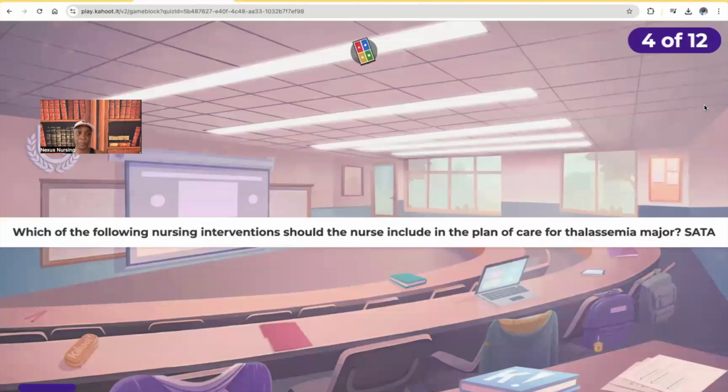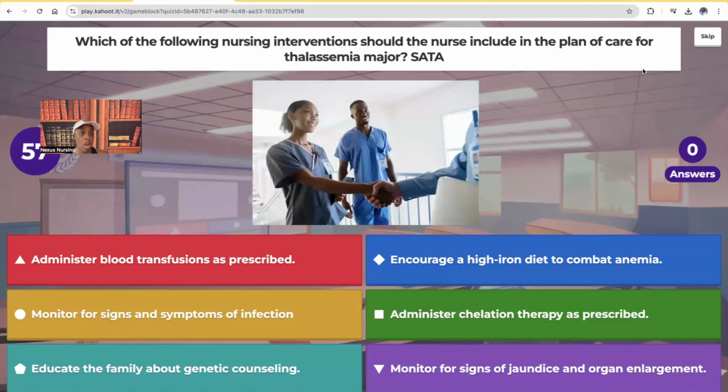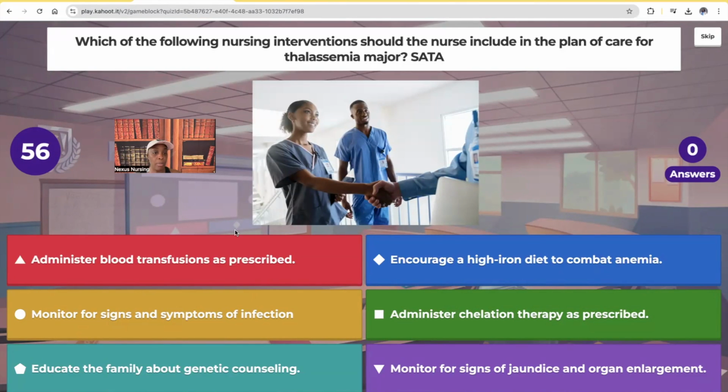Select all that apply. Which of the following nursing interventions should the nurse include in the plan of care for thalassemia major? So we're still talking about the type of anemia where that patient does not make enough hemoglobin. Here are the options. Select all that apply. Administer blood transfusions as prescribed. Encourage a high iron diet to combat anemia. Monitor for signs and symptoms of infection. Administer chelation therapy as prescribed. Educate the family about genetic counseling, and monitor for signs of jaundice and organ enlargement. Again, your patient has thalassemia major. What nursing interventions would you include in caring for this patient?